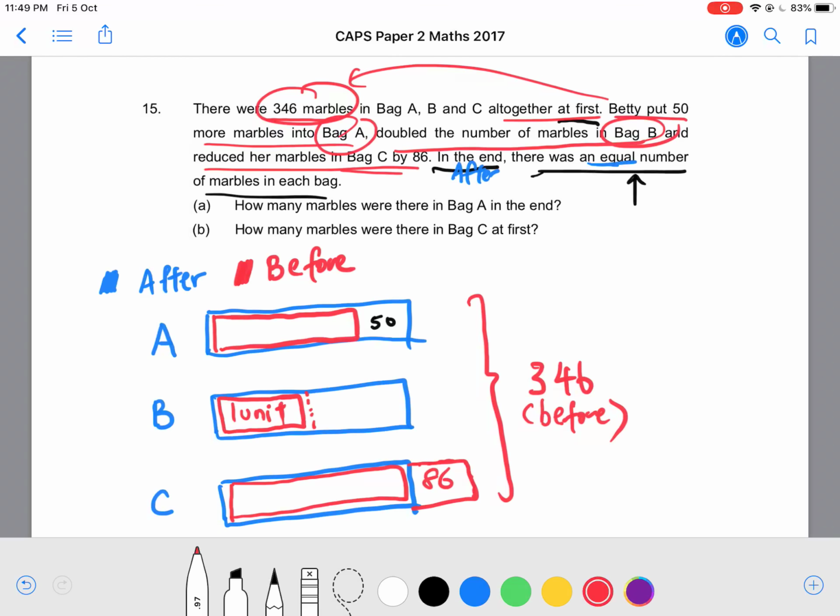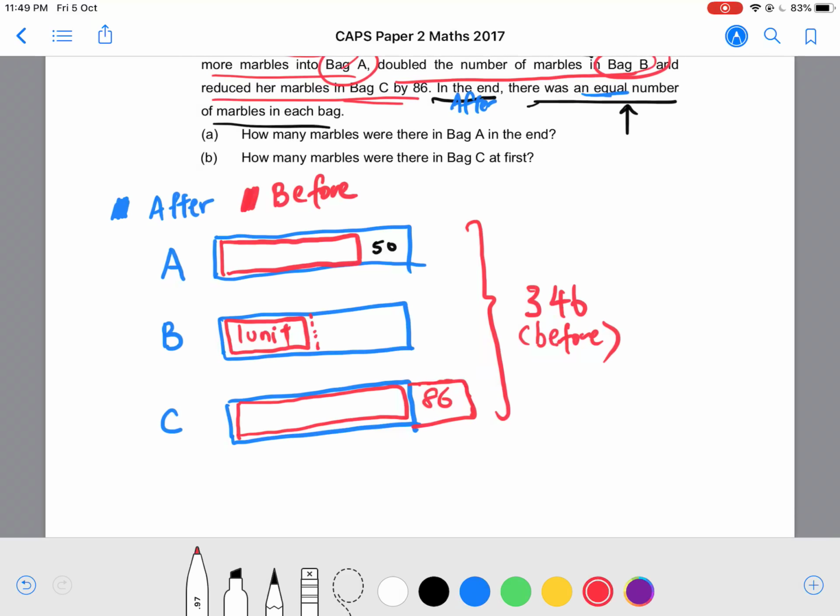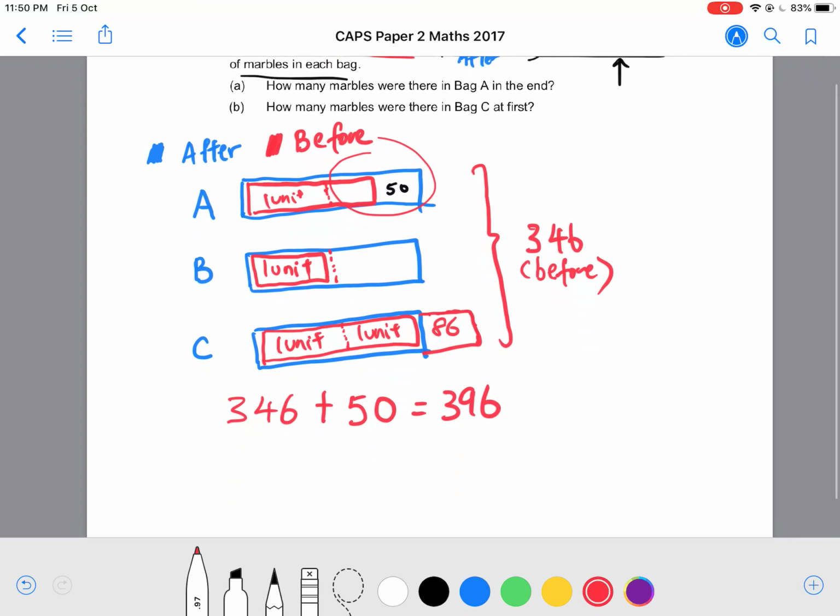Okay, see how the color helps. Now with the model being drawn, we are going to try to solve things. 3, 4, 6 was the original number we had. Now I would like you to improve the model a little bit. This is 1 unit, this is also 1 unit, and this is also 1 unit, and this is also 1 unit here. But oh dear, this is not a complete unit because of the 50, right? So I can always add the 50 back to make it a fuller unit. It's going to give me 396.